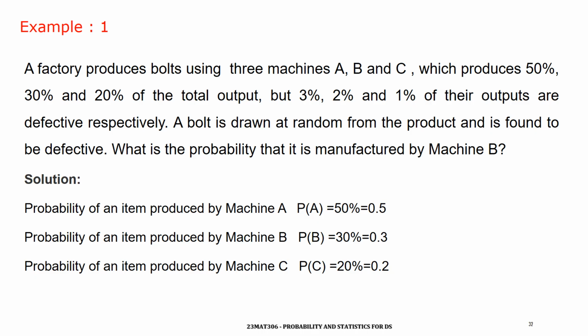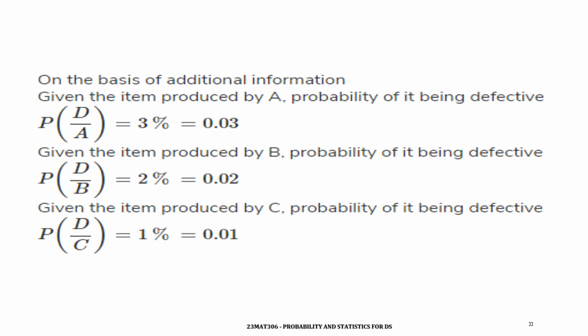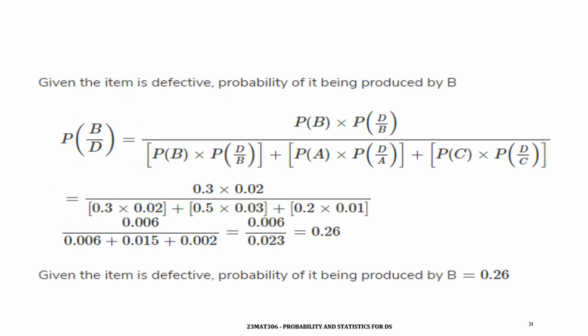So we are given the probability of an item produced by machine A, B and C as 50%, that is 0.5, 30%, 0.3, and 20%, 0.2, and the probability of D given A, that is, the item produced by A, the probability of it being defective. So probability of D given A, similarly probability of D given B and probability of D given C is found, and probability of B given D is found out using Bayes' theorem. Given that the item is defective, the probability of it being produced by B is 0.26.